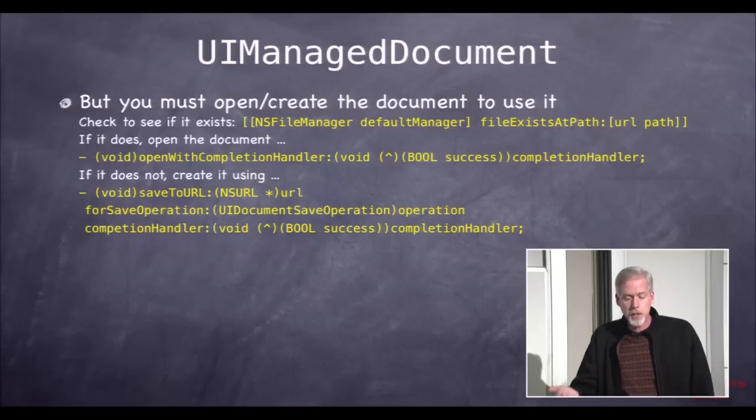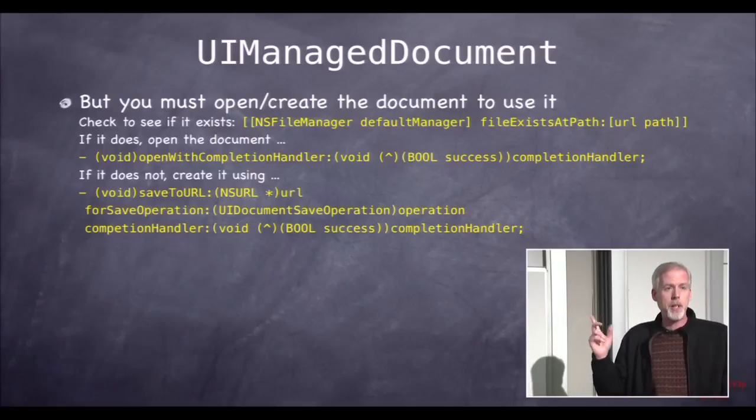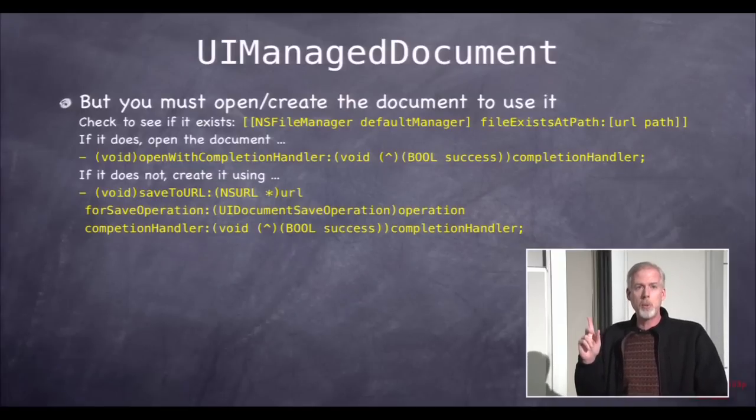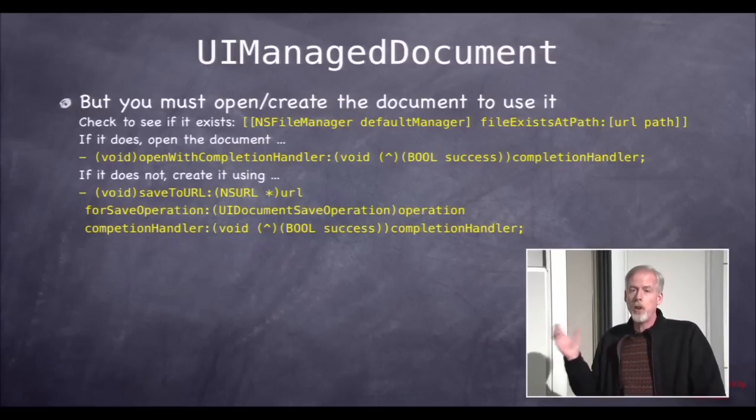So if the file does exist at path, you're going to use openWithCompletionHandler. But if it doesn't exist, then you need to create it. And the way you create it is with this method in UIManagedDocument called saveToURL:forSaveOperation:. And the save operation you're going to use when you're creating it is called UIDocumentSaveForCreating. Okay? And then it also has the same completion handler where one is done.